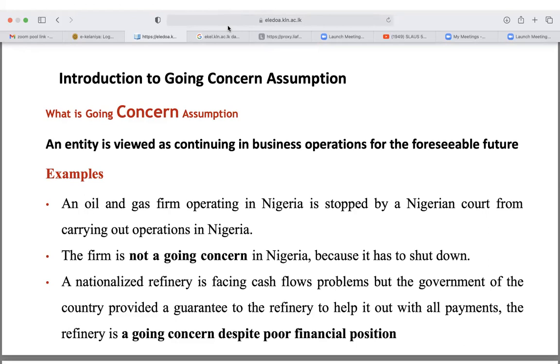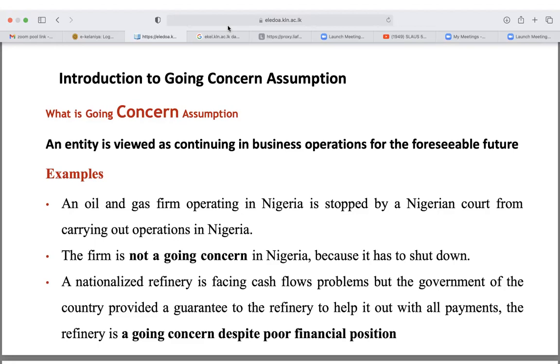So what is the going concern assumption? We all know, because from our A level time we are learning about going concern. Still we do not understand what the meaning of going concern is. Now we are facing a going concern situation in Sri Lanka. We don't have gas, we don't have petrol, we don't have life. So now we are in a going concern situation.